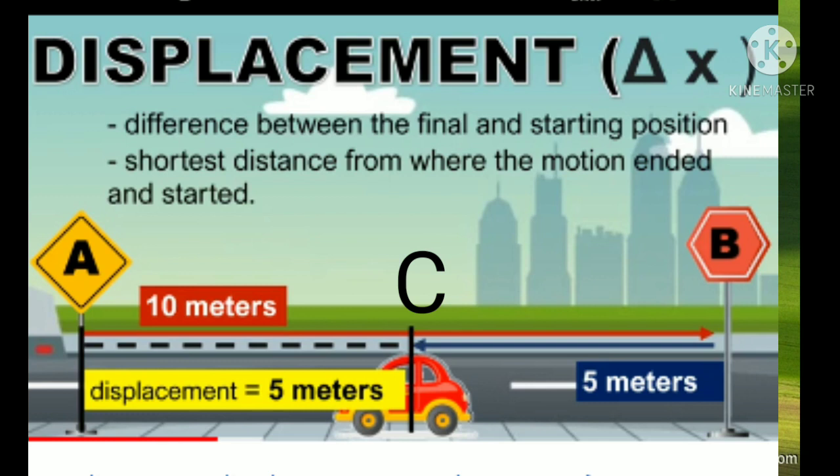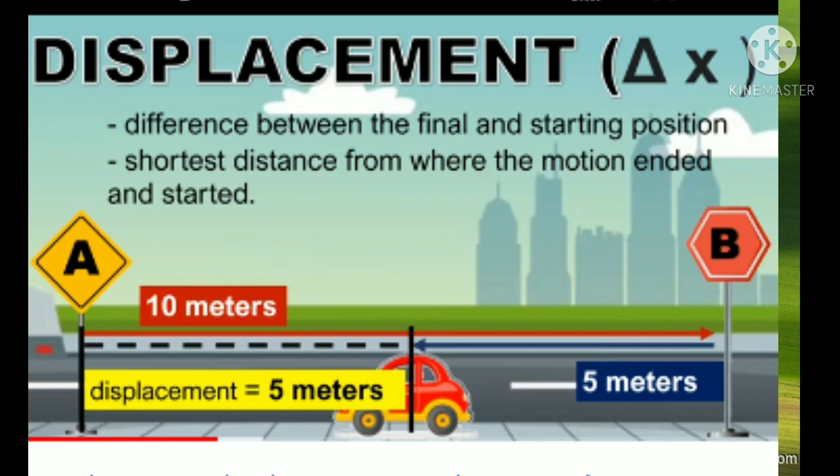But what is the displacement? Yeah, the shortest distance between the initial and final position. Okay, so the shortest distance between the initial and final position, what is that? A to C, how many meters? Okay, total distance, that is A to B is 10. Then again it travels B to C 5 meters. So the displacement of the car is equal to 5 meters. Okay, the displacement of the car is equal to 5 meters.